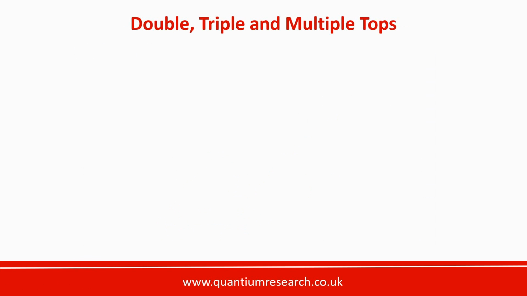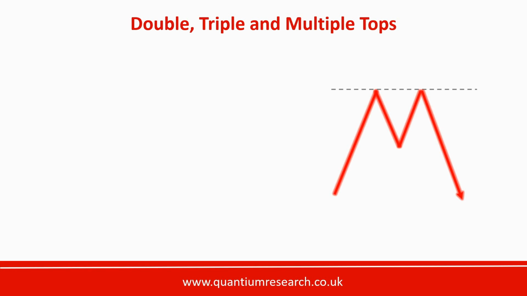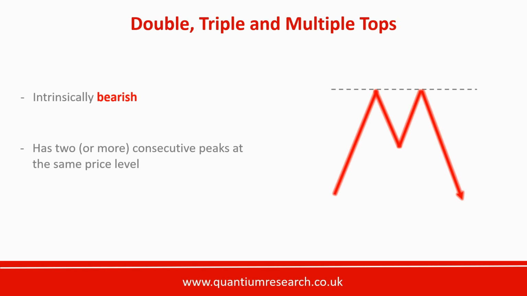So if we go to show the other side, double, triple, and multiple tops are the opposite of double, triple, and multiple bottoms. They occur when the market makes more than one peak at the same resistance level. A double top shows that on the second test of this particular level, the market is unable to overcome that resistance and the price is thus expected to fall further.